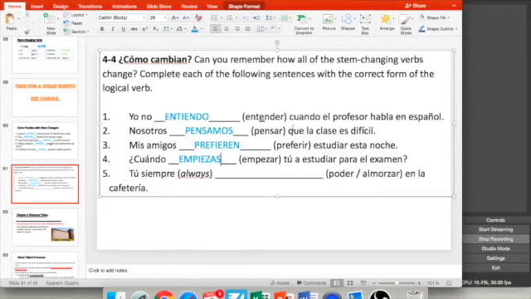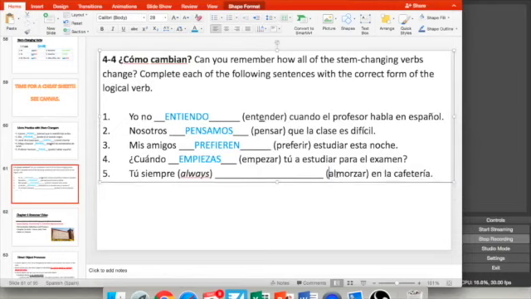Tú siempre poder en la cafetería. You are always able to in the cafeteria. Or tú siempre almorzar en la cafetería. Well, it makes more sense to say that you always eat lunch, almorzar en la cafetería. So we can chop off poder. We know that almorzar is not an E to IE stem change because it doesn't have an E, which means it also can't be an E to I. It can't be a U to UE either because there's no U.